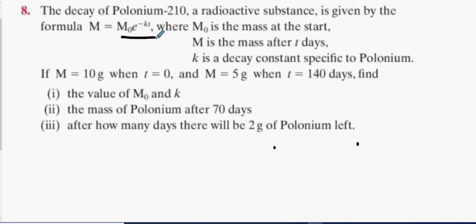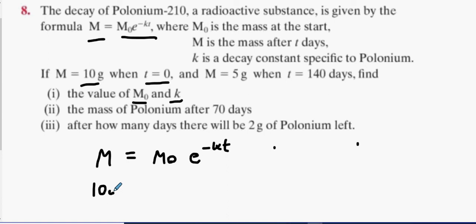Okay, so let's do this really quickly. Find the value of M0 and k. No bother. So M equals M0 e to the power minus kt. M equals 10g when t equals 0. So what does that mean? 10g, which is 10 times gravity, equals M0. And what's the power of 0? t is going to be 0, isn't it? So that'll be e to the power of 0. What's anything to the power of 0? 1. So this means M0 equals 10g.